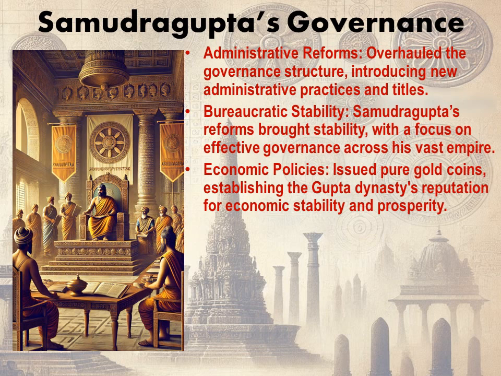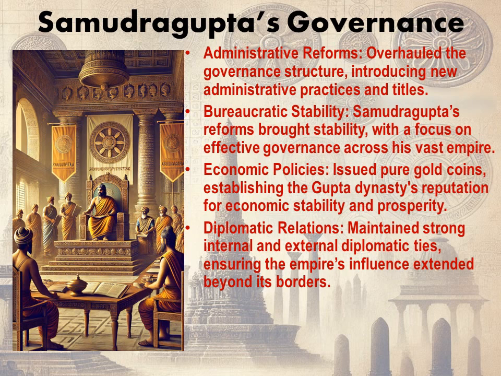He issued pure gold coins, establishing the Gupta dynasty's reputation for economic stability and prosperity. Now, to issue pure gold coins, the emperor must be very rich, and thus, through the issuing of pure gold coins, he established the Gupta dynasty's reputation and also indicated that his reign was very prosperous in the context of economy. He maintained strong internal and external diplomatic ties, ensuring the empire's influence extended beyond its borders.